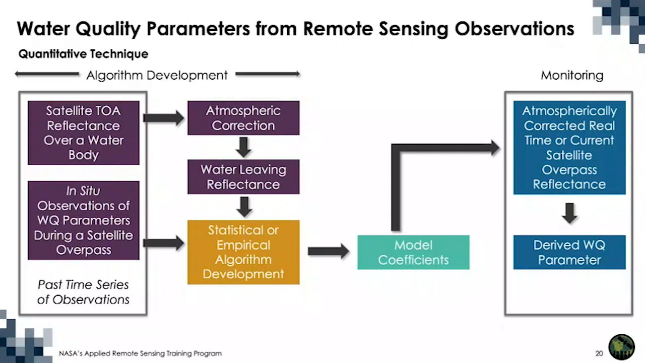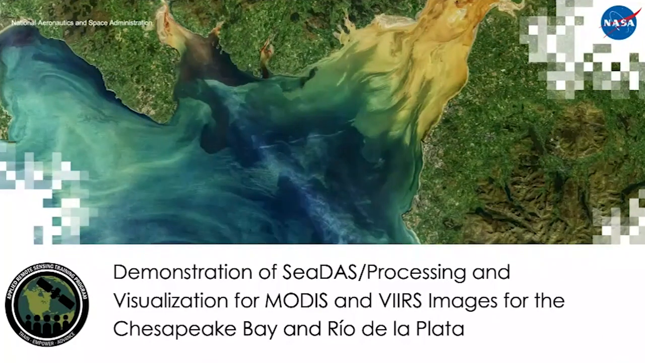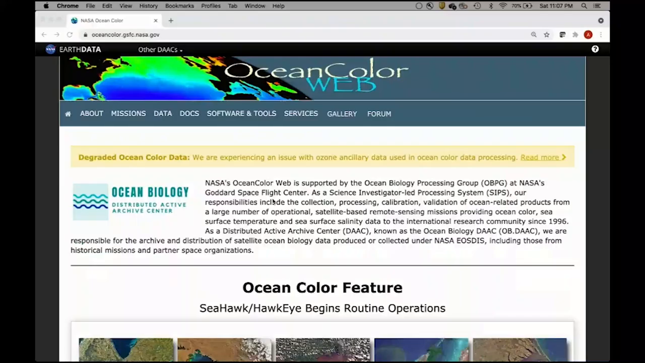And what we will do is use these models in SeaDAS and OCSSW to get MODIS and VIIRS water quality parameters. Next, we will have a demonstration of SeaDAS processing and visualization for MODIS and VIIRS images for the Chesapeake Bay and Rio. In the demonstration, we will select a few MODIS and VIIRS sample images and see how to process them.